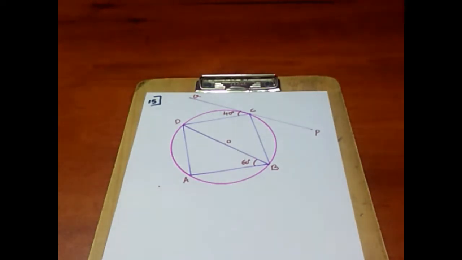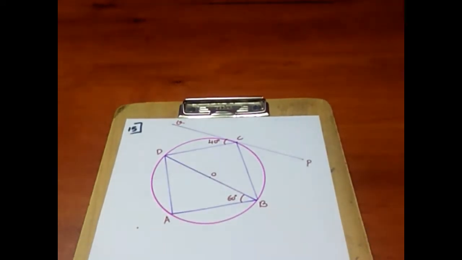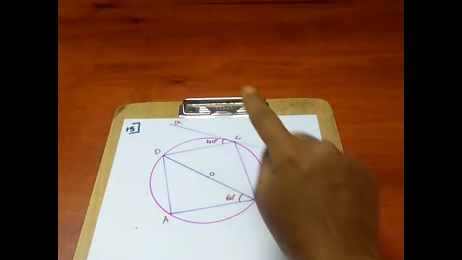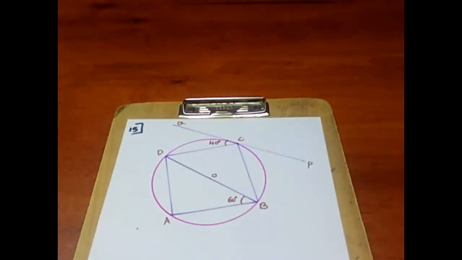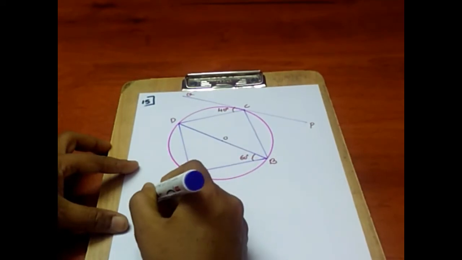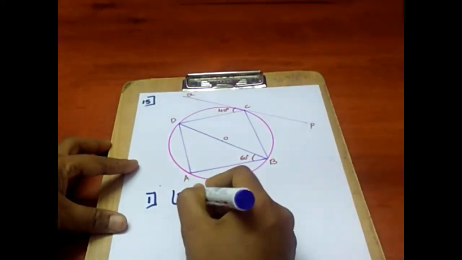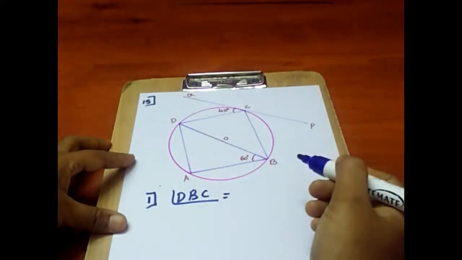In the given figure, ABCD is a cyclic quadrilateral, PQ is a tangent to a circle at point C, BD is a diameter. If angle DCQ is equal to 40 degrees, which is already marked in the diagram, and angle ABD is equal to 60 degrees. So let us discuss one by one and write the measurement accordingly. Point number 1, the first target, is to calculate angle DBC.